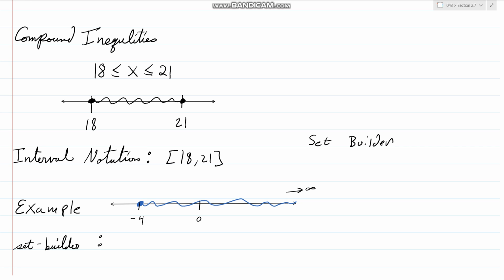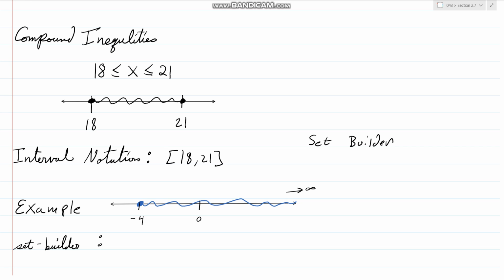Okay, in this video, I want to start talking about compound inequalities. Here we have an example of a compound inequality where x is between two numbers. You have 18 is less than or equal to x is less than or equal to 21. And I drew the graph here, and you can see that x is literally in between 18 and 21.